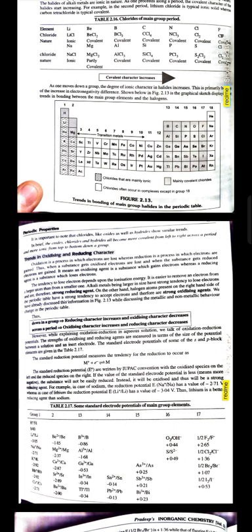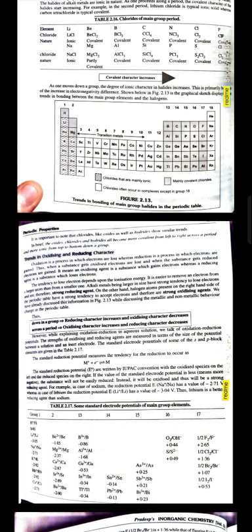We have learned this information from table 2.13 while discussing the metallic and non-metallic behavior change in the periodic table. Thus, moving down a group, reducing character increases and oxidizing character decreases, and moving across a period, oxidizing character increases and reducing character decreases.